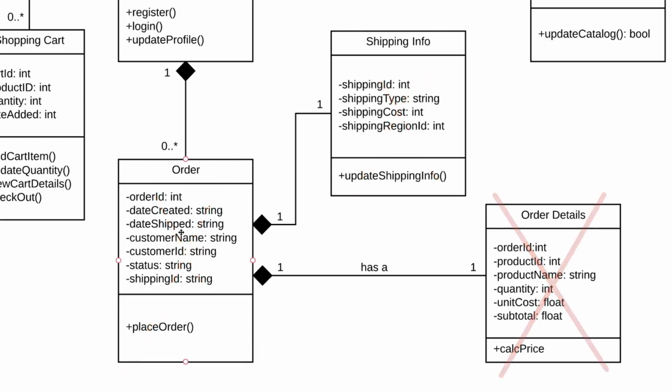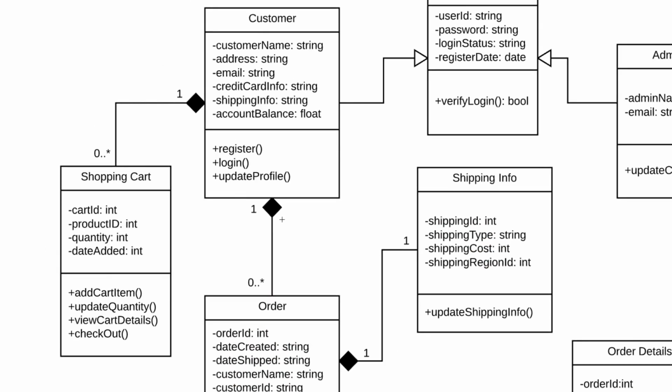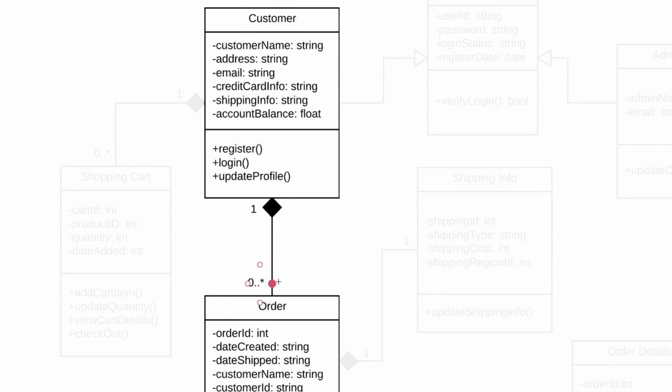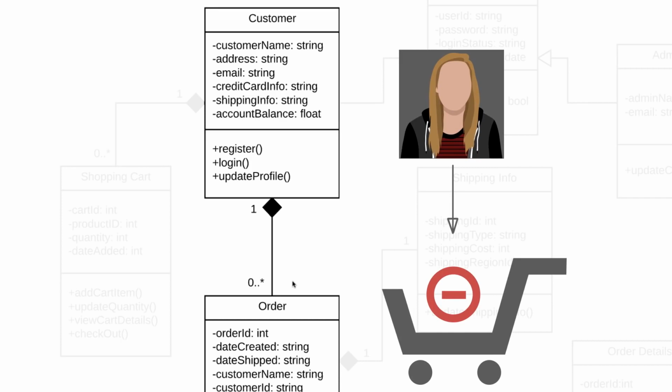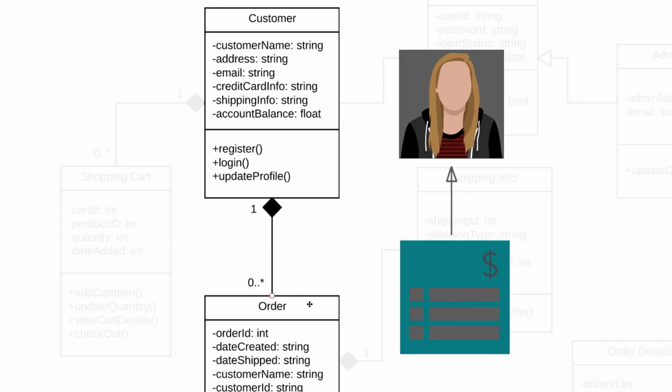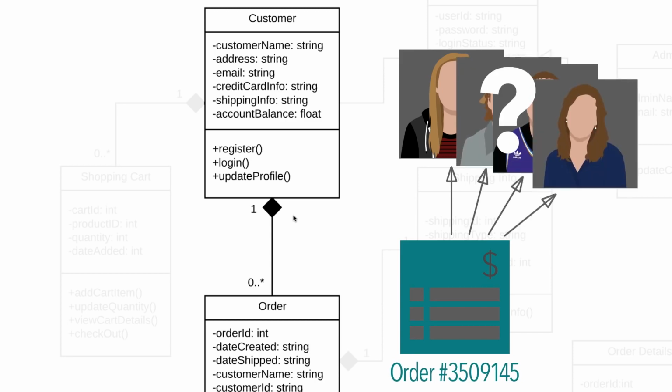The last thing we'll look at in this example is multiplicity. You can see that a customer can have 0 or many orders. Makes sense, right? You could create a customer account for an online store but never buy anything. Or you could be a frequent customer and place several different orders. And on the flip side, an order can belong to only one customer. It'd be pretty confusing if a specific order with a unique order ID was duplicated across several different customers.